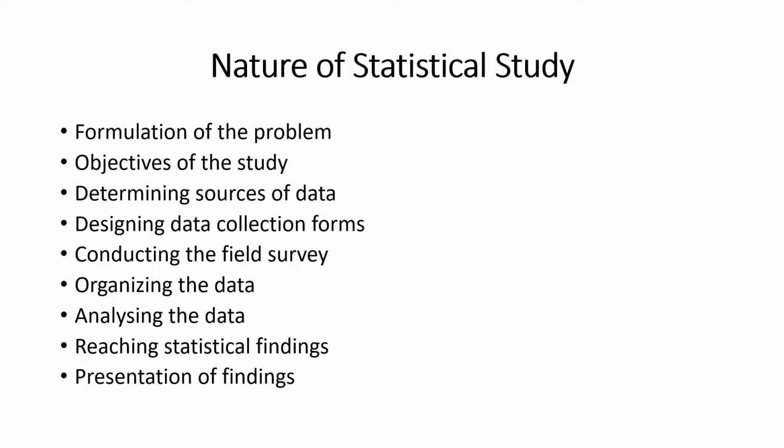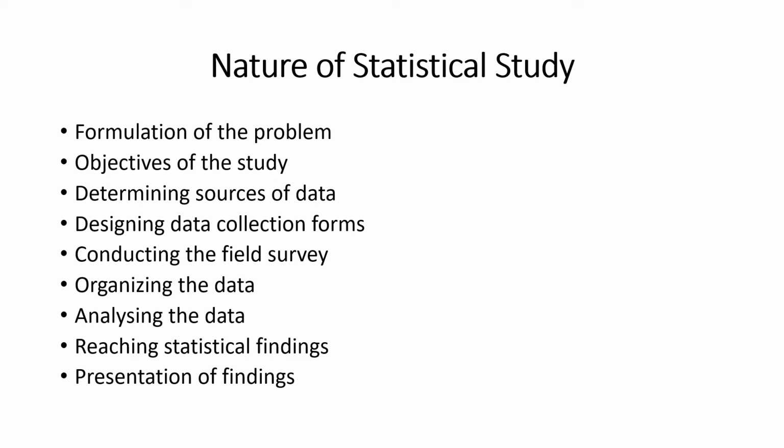The fourth one is designing the data collection forms. Here, in order to design the data, two methods are available, that is observational method and survey method. A suitable questionnaire is to be designed in order to collect the data from the respondents in a field survey, that is primary data. The fifth one is conducting the field survey. The field survey is conducted by interviewing sample respondents, and sometimes the survey is done by mailing questionnaires to the respondents instead of contacting them personally.